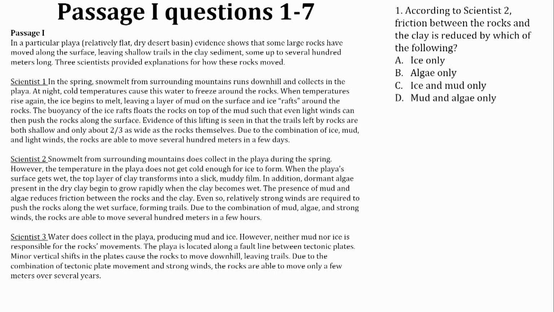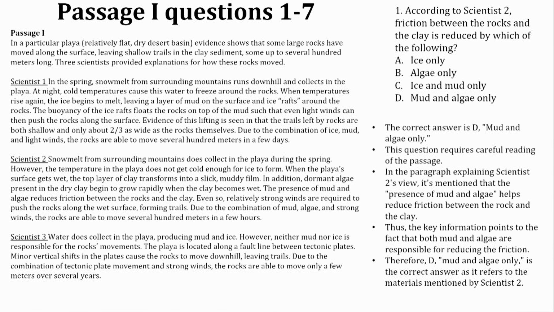So you might remember, here's the passage that you read. This was the Conflicting Viewpoints. It's got 3 scientists here, and they all have a different idea on how these rocks are moving through the playa. Okay, so here's the first question. It says, according to scientist 2, friction between the rocks and the clay is reduced by which of the following? And those are our different answer choices. Okay, well, the correct answer here is D, mud and algae only.